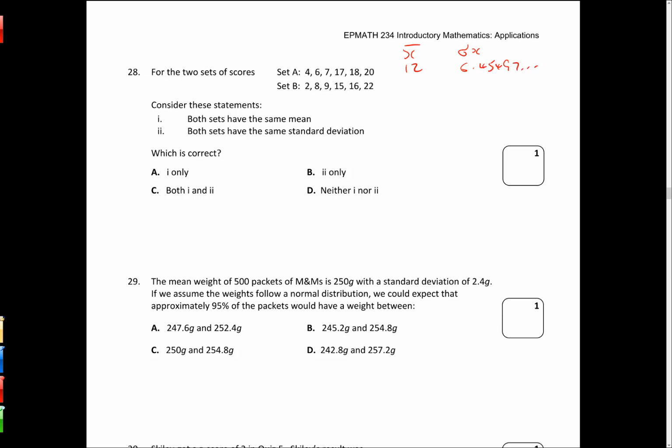Now I'm just going to jump out of stats mode and jump back in again. Single variable, we go 2, 8, 9, 15, 16 and 22. All clear, and my mean, it says, is 12, and my standard deviation, it says, is, surprise surprise, 6.4549 blah blah blah. Clearly they're both the same. So both of these statements are correct. Yep, same.